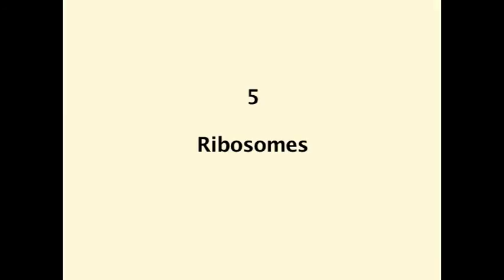The fifth characteristic is the ribosomes. Animal cells contain 80S ribosomes attached to the rough endoplasmic reticulum or free in the cytoplasm, as in plant cells, while 70S ribosomes are present in mitochondria.